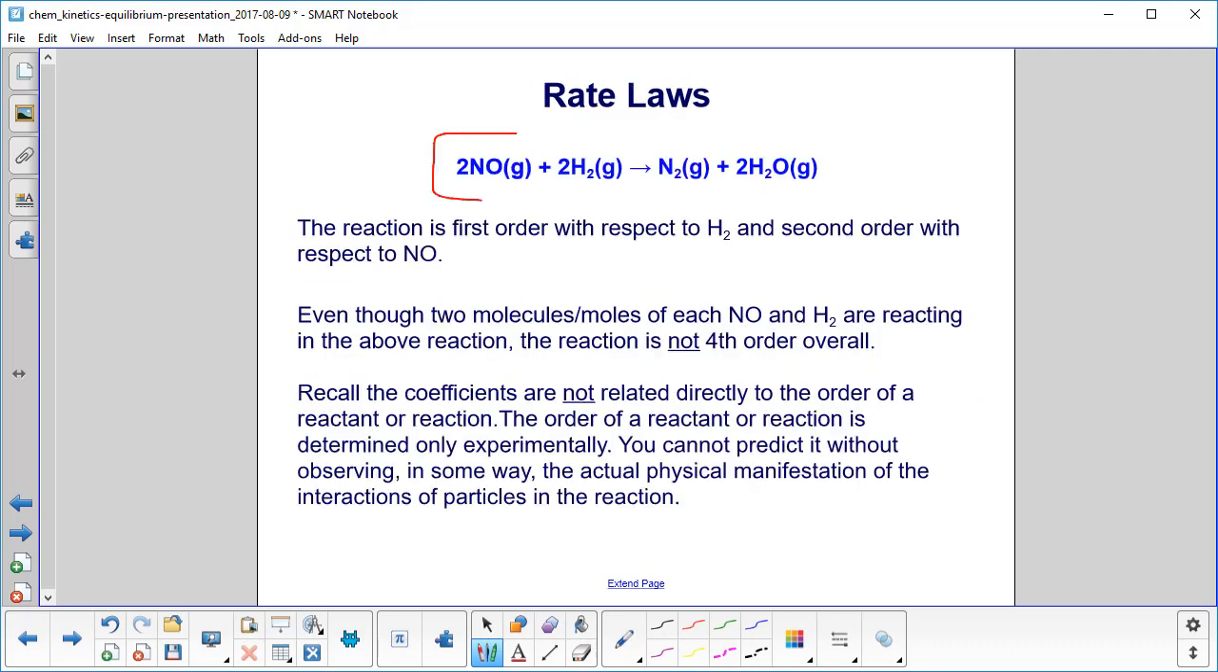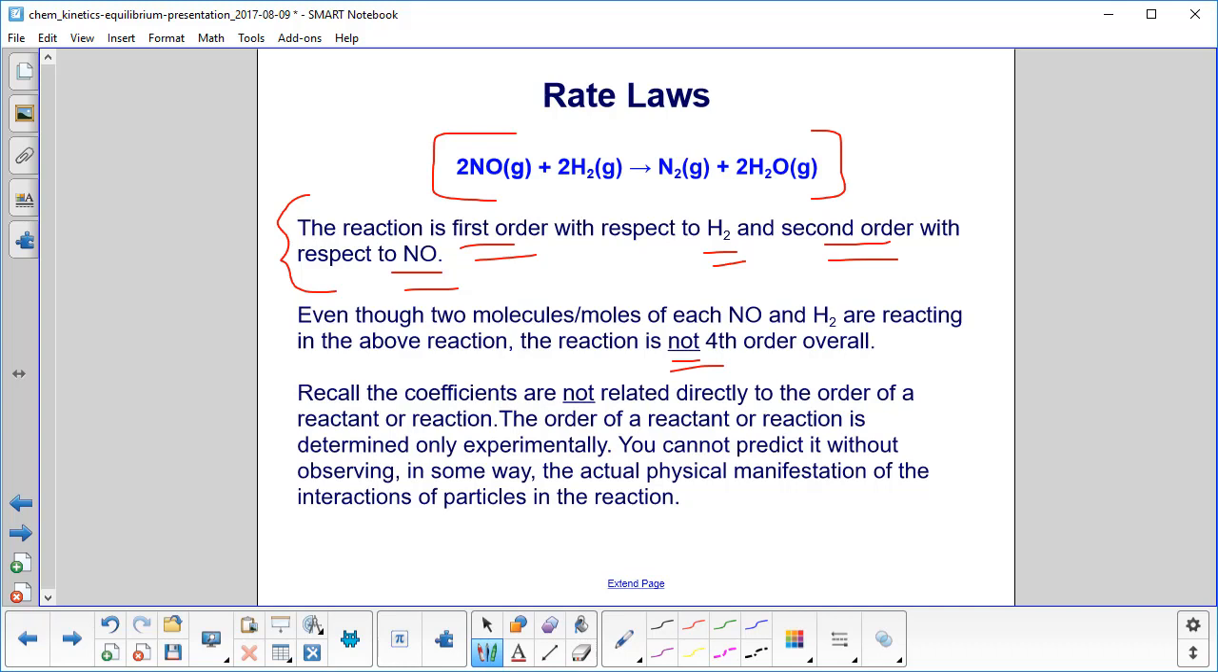Here we have nitrogen monoxide combining with hydrogen to form nitrogen and water. The reaction determined experimentally is first order with respect to hydrogen and second order with respect to the nitrogen monoxide. Even though 2 moles of each, nitrogen monoxide and hydrogen, are reacting in the above reaction, the reaction is not fourth order overall. Recall, the coefficients are not related directly to the order of a reactant or reaction. The order is determined only experimentally.